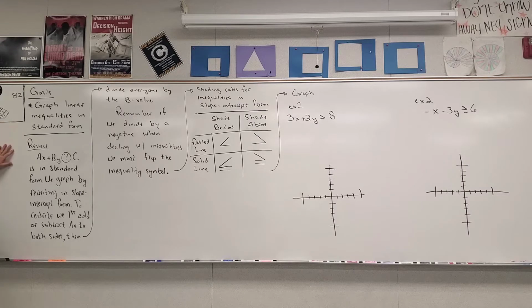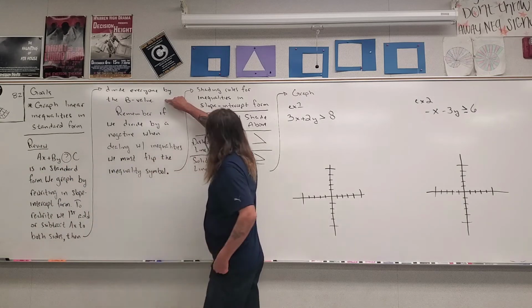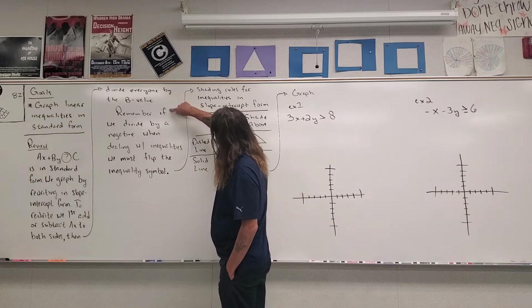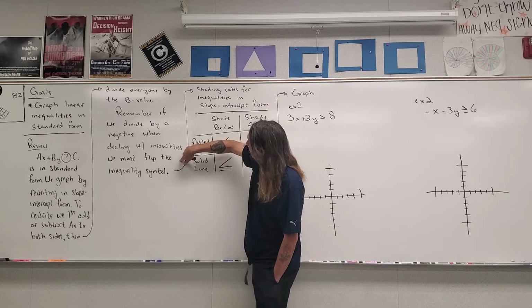So let's do a little bit of a review about standard form. Ax plus By, this could be equals, greater than, less than, greater than or equal to, or less than or equal to C. This is standard form. We graph by rewriting in slope-intercept form. So to rewrite, we first add or subtract the Ax to both sides, and then we divide everyone by the B value. Remember, if we divide by a negative when dealing with inequalities, we must flip the inequality symbol.